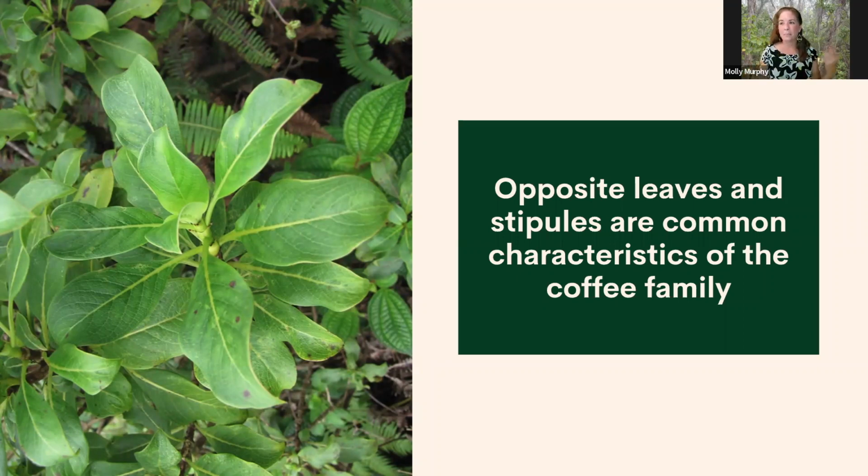So here we have Coprosma species, also known as Pilo. It's a native Hawaiian plant, and it is notoriously hard to identify, if not impossible, without the fruit. Even if you have the flowers, it's still really hard to figure out what it is. But when I look at this picture, I can see that it has opposite leaves and prominent stipules. So I know those are good characteristics of the coffee family. Next slide.